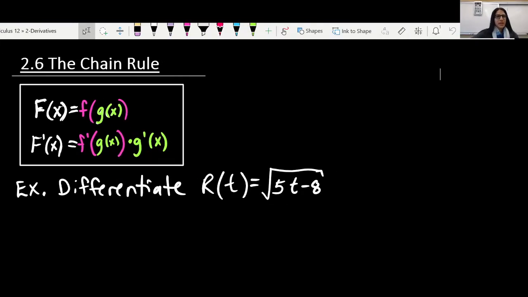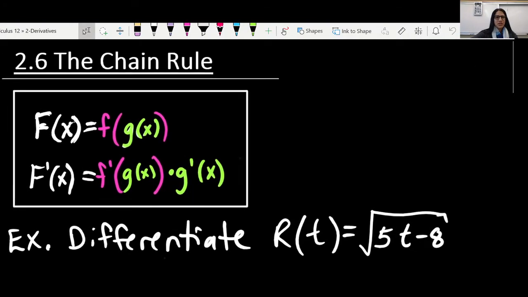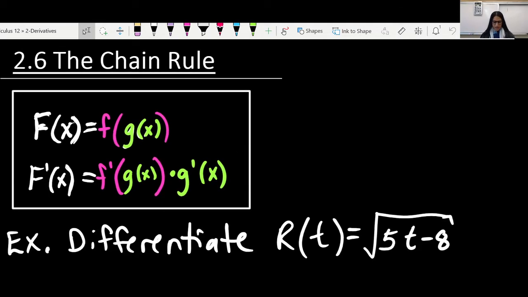Hi everyone, we're doing 2.6, which is the chain rule today. So I'm just going to quickly go through this formula. If you take a look at the one at the top, if we have a composite function like this that says f of x equals f of g of x in the brackets, then how we would take the derivative of something like that.